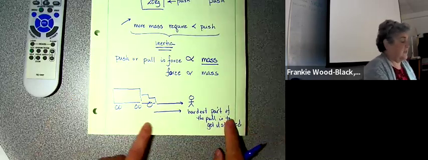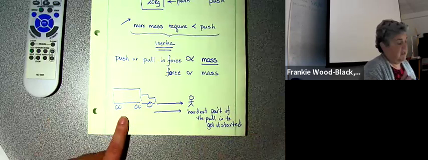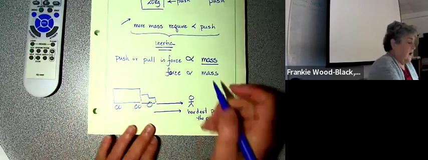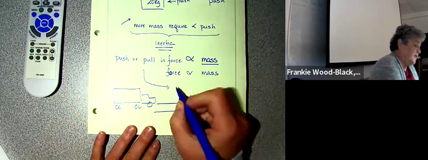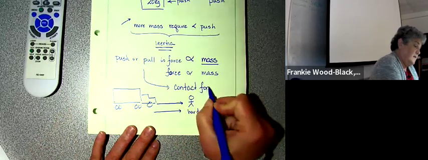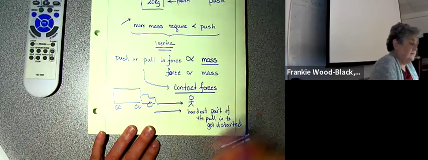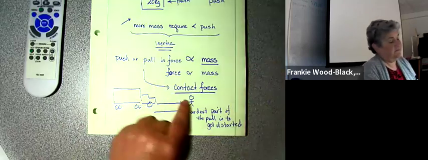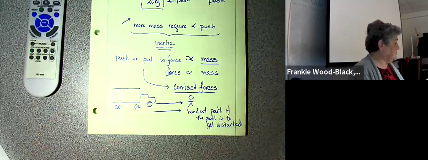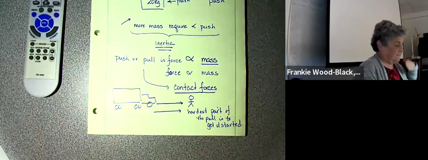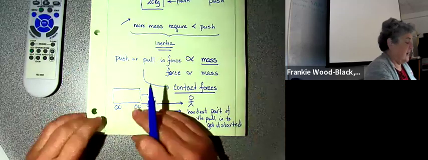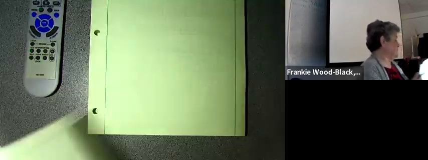So the hardest part of the pull is to get it started. And then once I get it started, it's going to be a lot easier to pull. Or I can push it. Now, pushes or pulls, we call those contact forces. And contact forces, think about it in that we are actually in contact with the object that we're using, or the object that we're playing with, or the mass that we're playing with. Those are contact forces. But we have another kind of force as well.